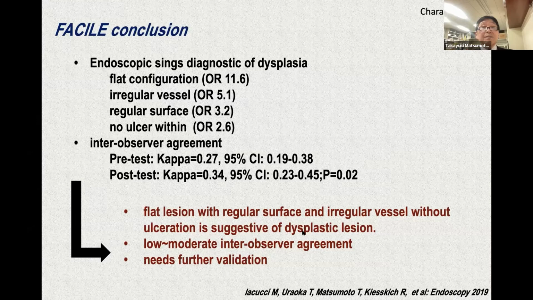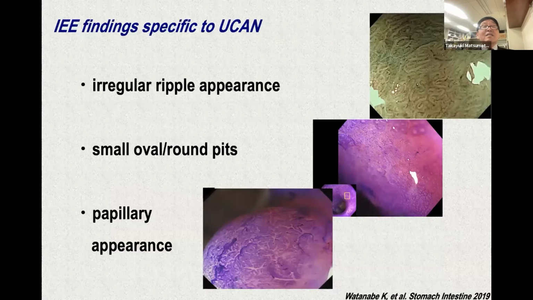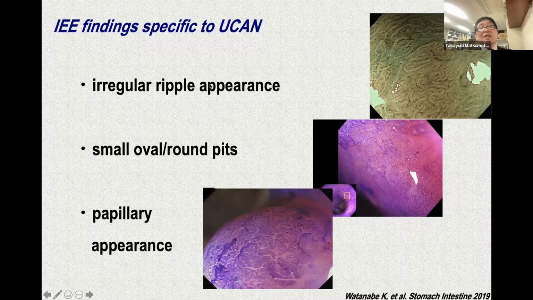And I would like to introduce another Japanese consensus meeting referred to as the Navigator 2 study. This study group consisted of more than 15 colonoscopists and three pathologists who were familiar with IBD. During the consensus meeting, we discussed firmly what endoscopic sign is the most diagnostic of dysplastic lesions. As a consequence, we reached a consensus that image-enhancing endoscopic findings specific to UC-associated neoplastic lesion are irregular ripple appearance or irregular wave-like appearance, small oval or round scattering pits, and papillary appearance on the surface of the protruding lesion.